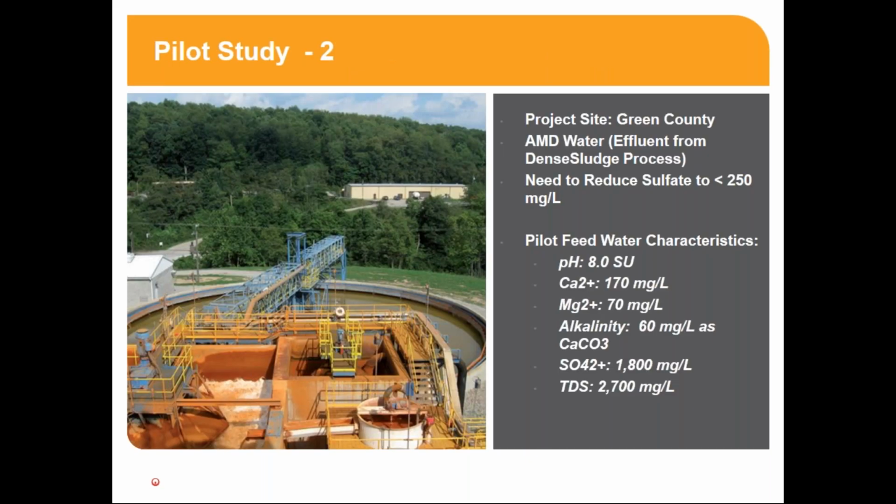The second pilot study was done in Greene County in Pennsylvania, on acid mine drainage water, the effluent from a dense sludge process. The objective of this pilot study was to get sulfates down to less than 250 milligram per liter, and also to validate our advanced precipitation process, the second stage precipitation process. The feed water had around 170 milligram per liter calcium, less than our first pilot study, and sulfates close to our first pilot study, around 1800 milligram per liter. TDS is also close to our first pilot study.